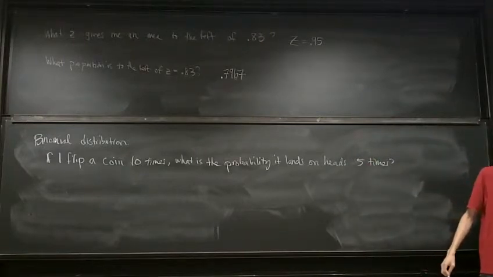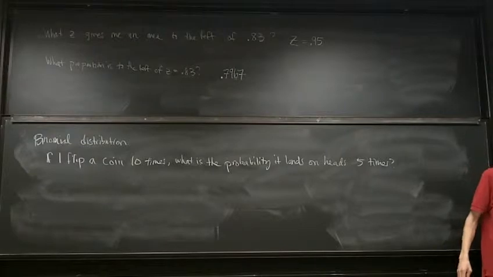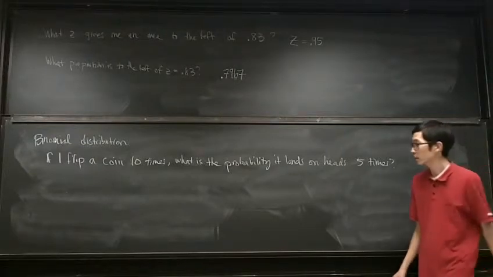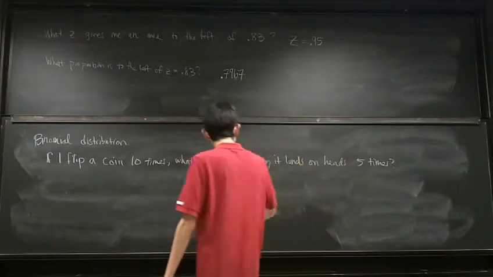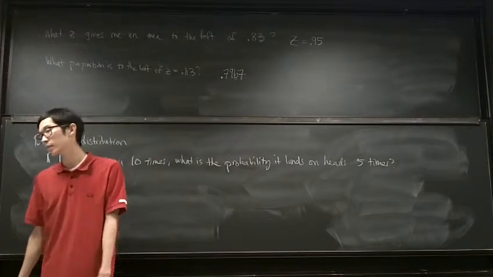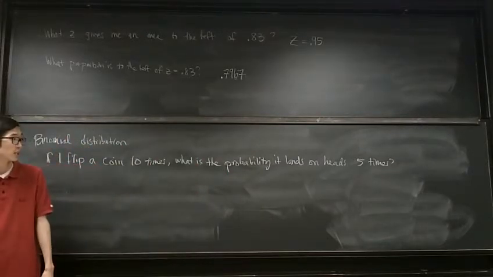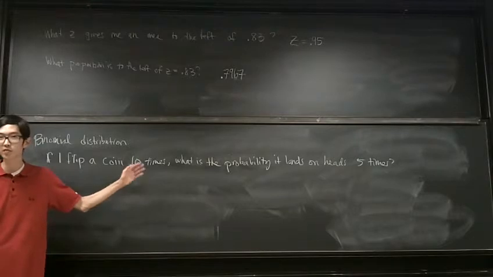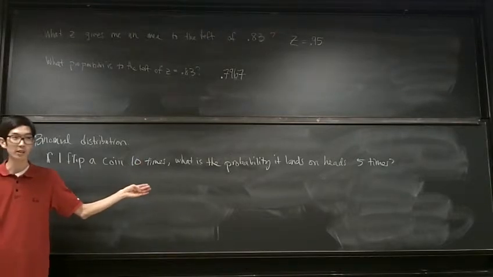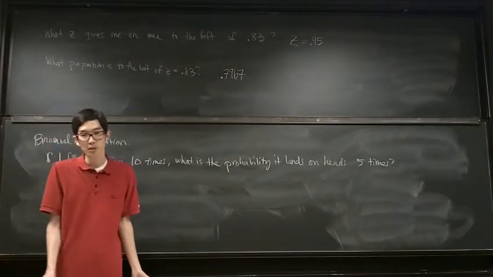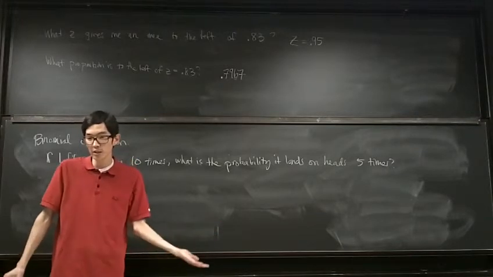Everybody got one of these tables? Is that good? Okay. So if I flip a coin 10 times, what's the probability that it lands on heads 5 times? Does this question even make sense? Yeah. Okay. When you flip a coin 10 times, how many heads might you see?